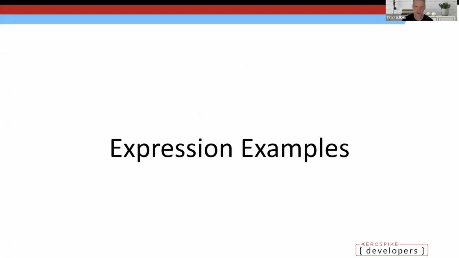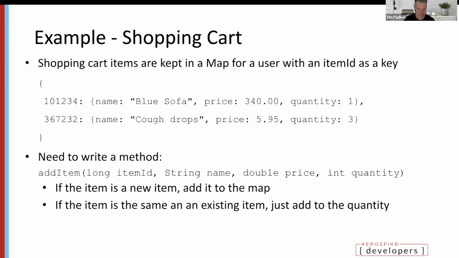All right, so let's look at some examples. Imagine I've got a shopping cart. The shopping cart keeps items. So I've got my item ID. In this case, the item ID is a blue sofa. And I've got its price that I paid was $340. And I've only got one of those in my cart. Another item ID might be cough drops, and they're $5.95. And I've got 3 of those in my cart.